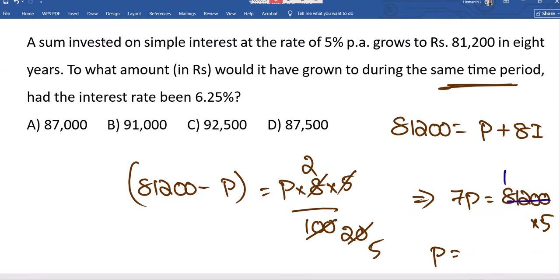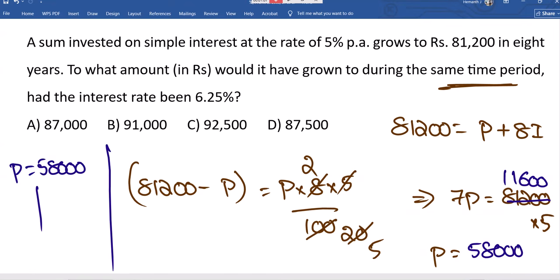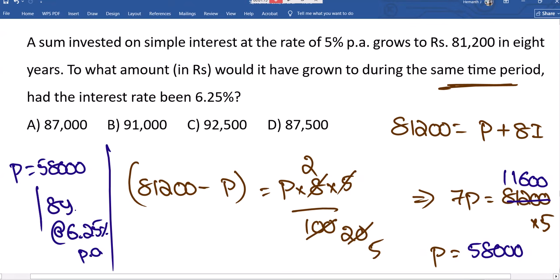So 7, 1 times again you have 11, so 11,600. We got 58,000. Okay. Now principal is 58,000. 8 years at the rate of 6.25% means 50%. So 87,000 is the correct answer. My dear friend, 1 year 6.25%, 8 years means it is equal to 50%.